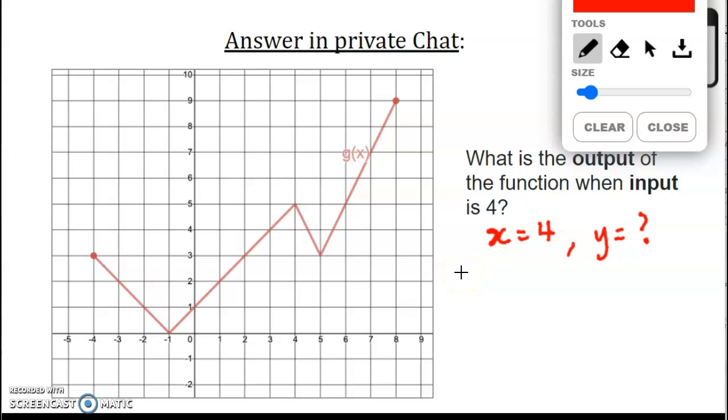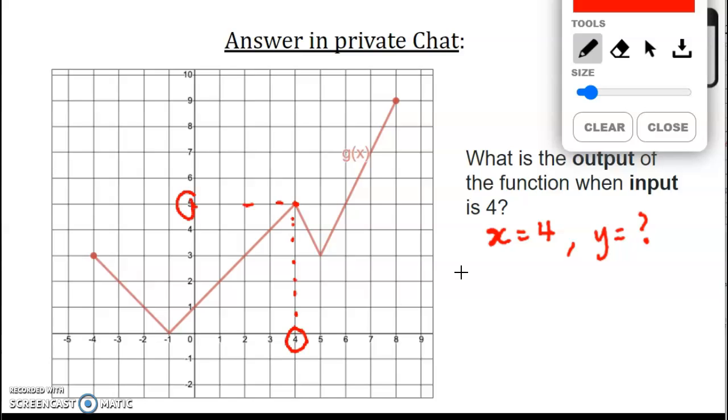So it's asking when x is equal to 4, what is the y value? When x is equal to 4, that means go to the x-axis and find your 4. It's right here. What is the y value? It's at this point, and the y value when x is equal to 4 was 5.